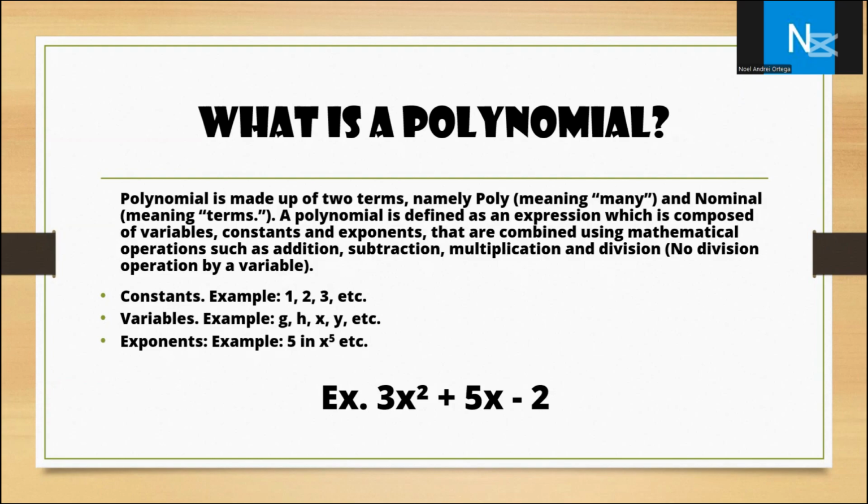In a polynomial, we have constants, variables, and exponents. In our example, 3x squared plus 5x minus 2, our constants here are the numbers 3, 5, and 2, which are all whole numbers. Our variable is the letter x in 3x squared and 5x, and our exponent is in the term 3x squared, which is the number 2.